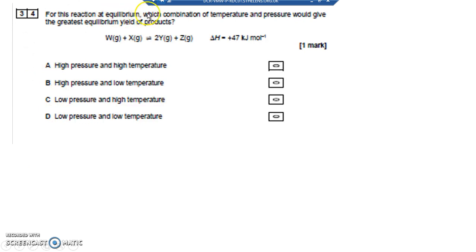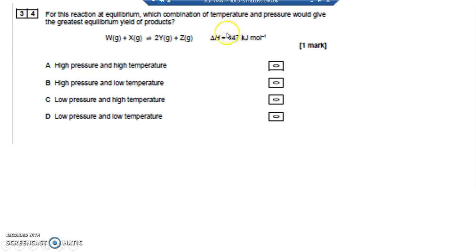Question 34. For this reaction, which combination of temperature and pressure would give the greatest equilibrium yield of the product? So which of these conditions will produce the most Y and the most Z? So let's have a look at temperature first of all. This is an endothermic reaction. It's a positive value. So that means that in the forward direction, when W and X react to make Y and Z, this takes in energy.